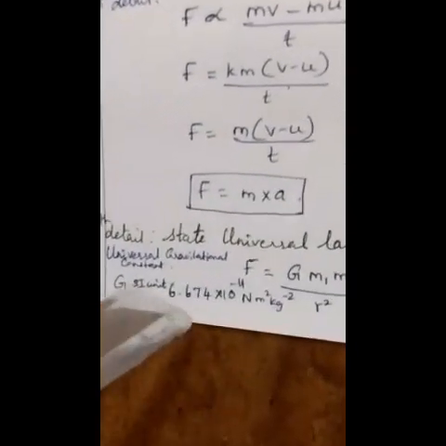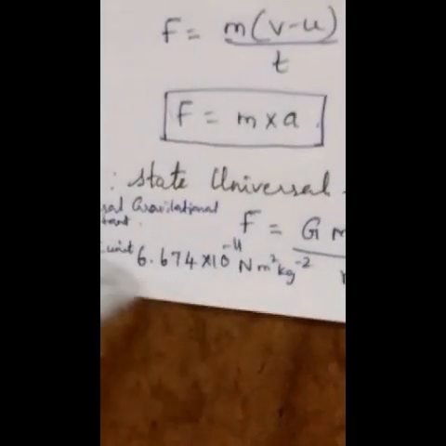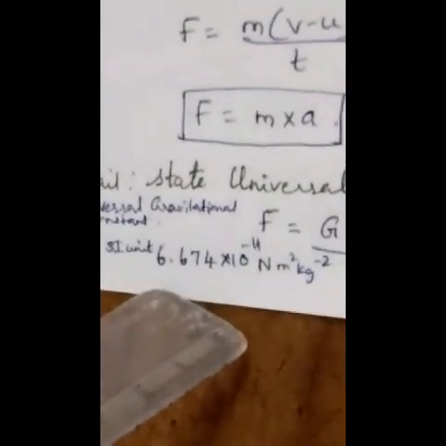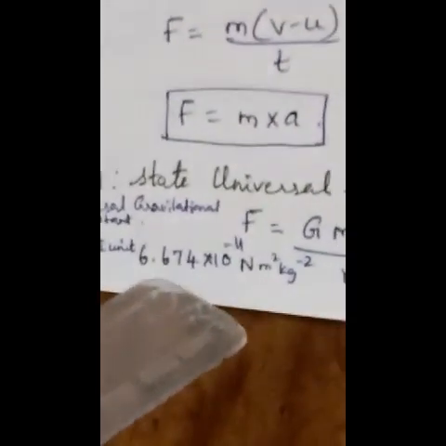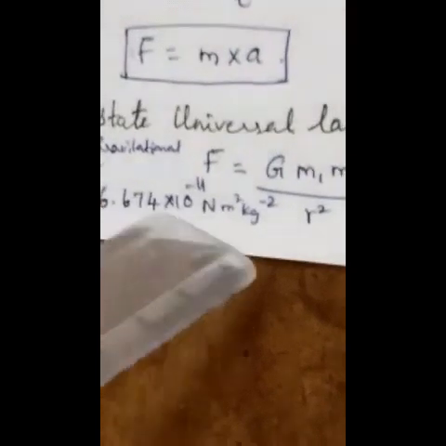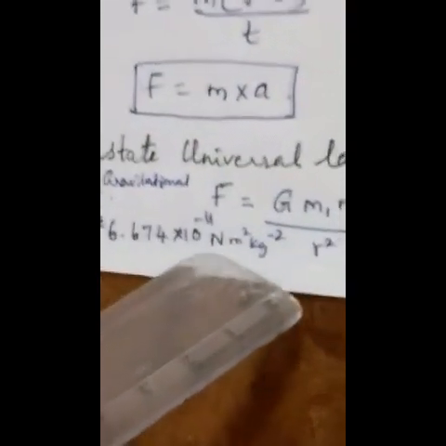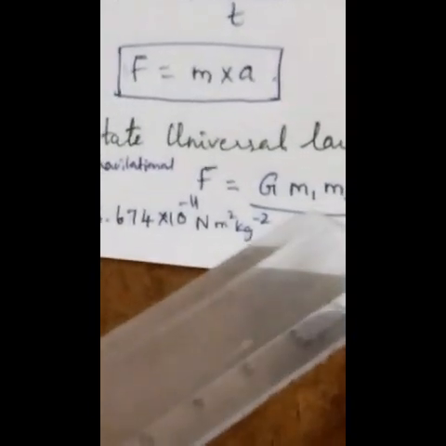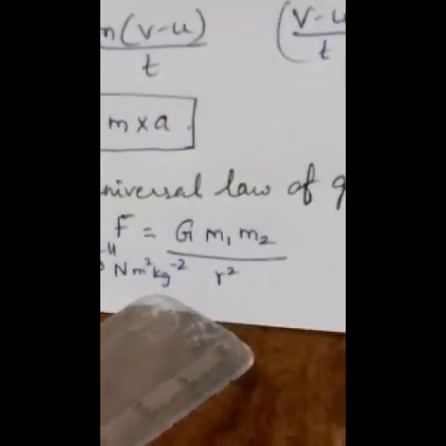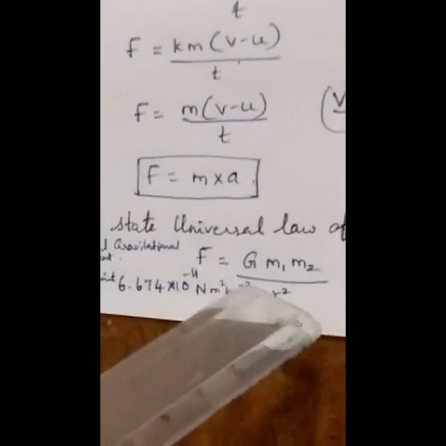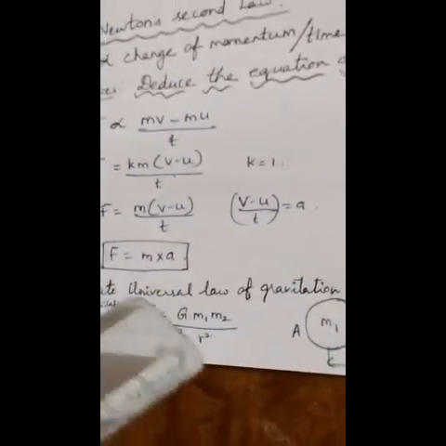The value we want to remember. They will ask in a 1-mark question. So G is equal to 6.674 into 10 power minus 11. Unit: force unit you know is Newton, radius is meter square, and mass we know is kg, so kg power minus 2. So the value of G is 6.674 into 10 power minus 11 Newton meter square kg power minus 2.